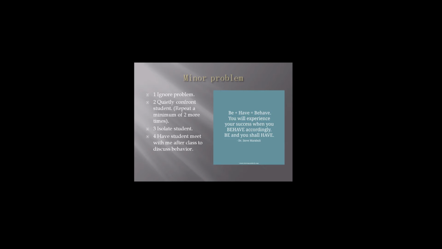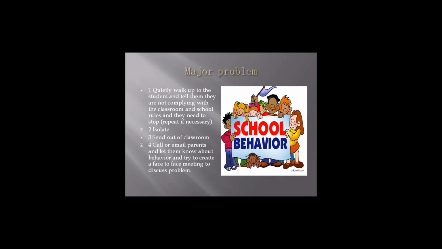All right, so let's then talk about a major problem. A major problem is something that will disrupt the flow of the classroom, that could really seriously screw up everything. So if there is a major problem, what I plan on doing is I'm going to quietly walk up to the student and tell them they are not complying with the classroom and school rules, and only repeat this one time if it's really, really this bad. And then 2, just instantly isolate the student.